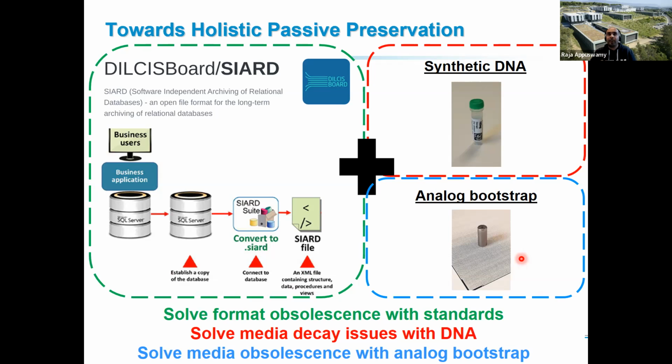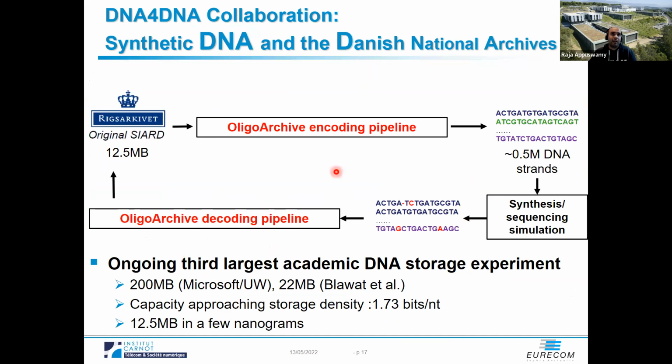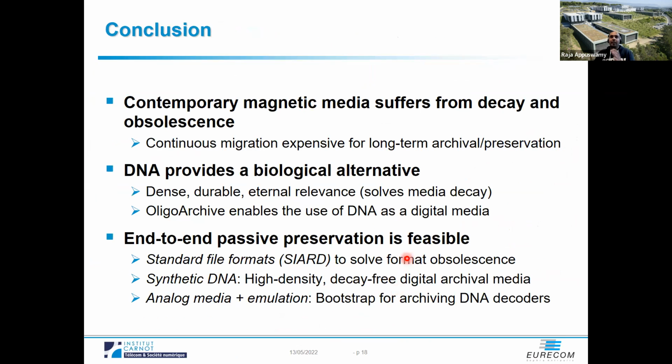This is an ongoing experiment. It's not complete yet. And it's just showing you roughly what we plan to do. So we are storing 12.5 megabytes of data into 500,000 DNA strands. Okay, this will be the third largest academic storage experiment in the world. And we expect to store this in just a few nanograms with a very, very high density, right? So that's what I wanted to share.